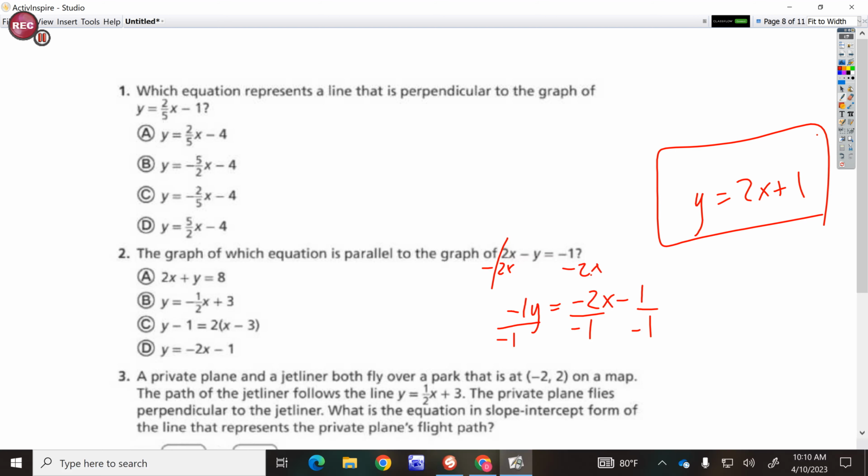And now do the same thing. Parallel means same slope. So you're looking for a +2 slope from these answer choices. Only one gives you a +2 slope.